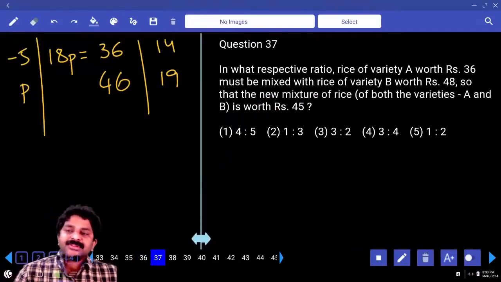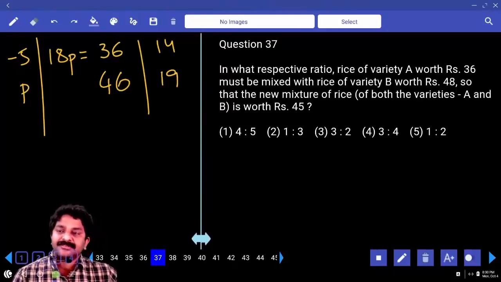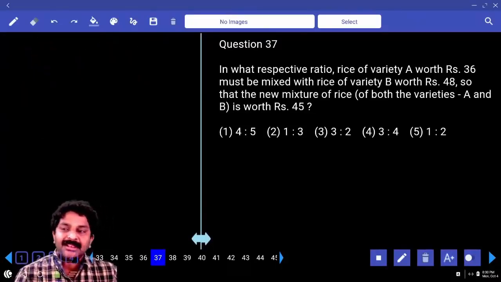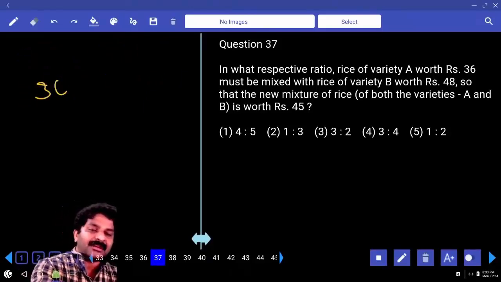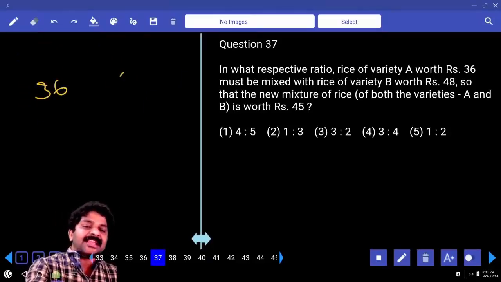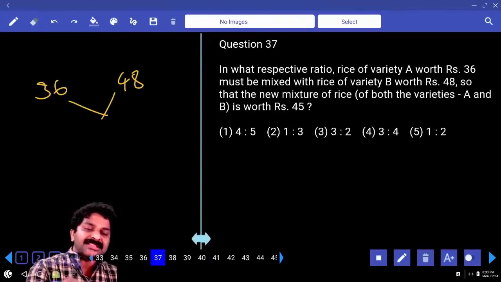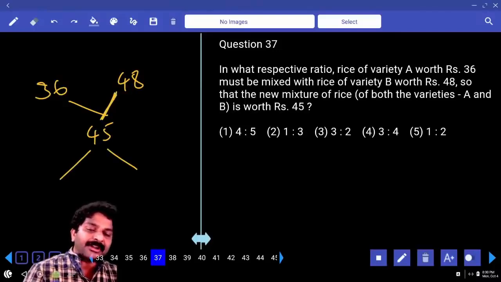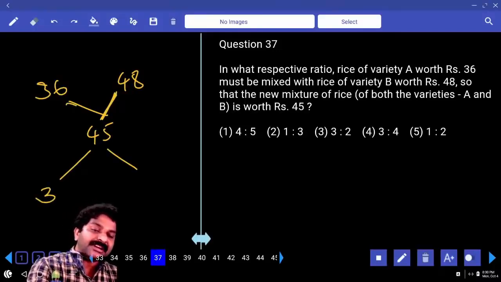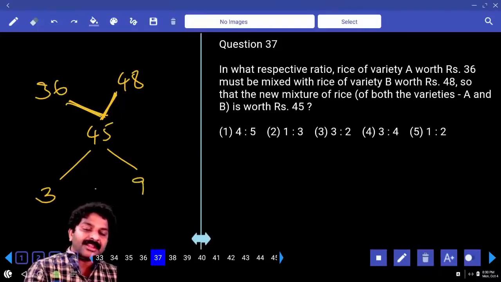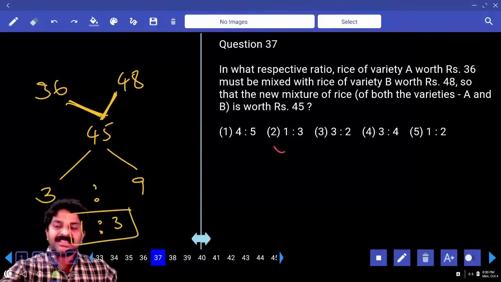In what respect to ratio? Rice variety A worth 36 must be mixed with rice variety B worth 48, so that the new mixture of rice is worth 45 rupees. Which concept is suitable? Alligation, perfect one. 36 first variety, second variety 48. When you mix them, mixture 45, and go for alligation. Differences: 48 minus 45 and 45 minus 36, and the ratio 3:9. Simplified form 1:3. Second option.